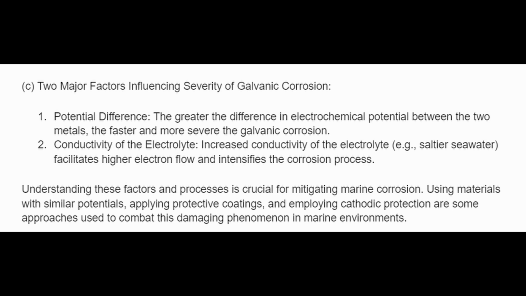Understanding these factors and processes is crucial for mitigating marine corrosion. Using materials with similar potentials, applying protective coatings, and employing cathodic protection are some approaches used to combat this damaging phenomenon in marine environments. Seawater cooling systems.